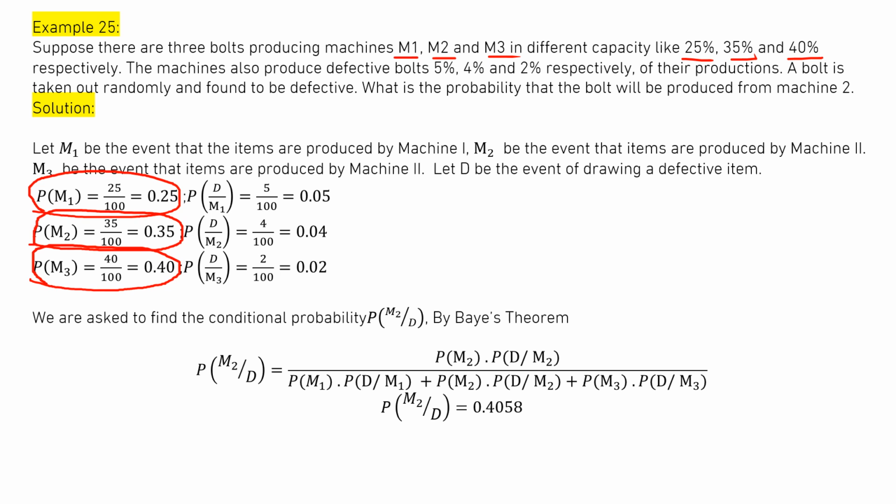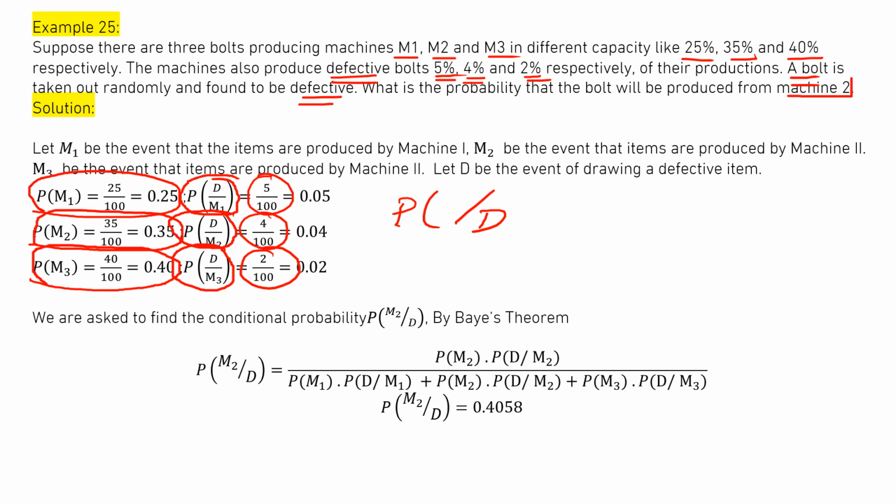And then they say these machines produce defective bolts also, 5%, 4%, 2%. So first you write probability of D given M1, D given M2, D given M3. So 5%, 4%, 2%. Now a bolt is chosen and is found to be defective. That means you have already chosen a defective bolt. What is the probability that this bolt will come from machine number 2?